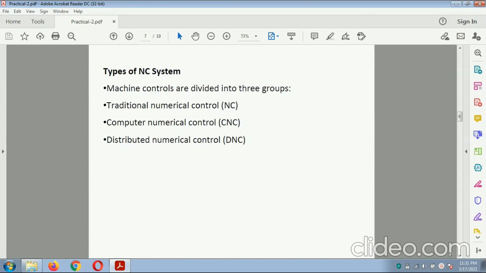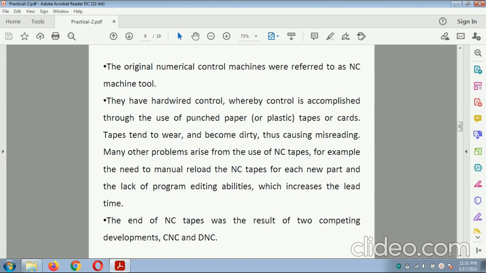There are three types of machine controls used: the traditional numerical control, that is NC, computerized numerical control, that is the CNC machine, and distributed numerical control, that is the DNC machine. The original numerical control machines were referred to as NC machine tools. They are hardware controlled, whereby control is applied through the use of punched paper tapes or cards.